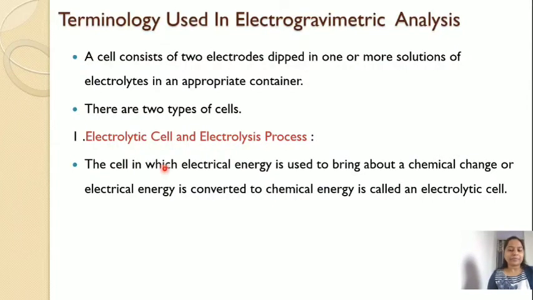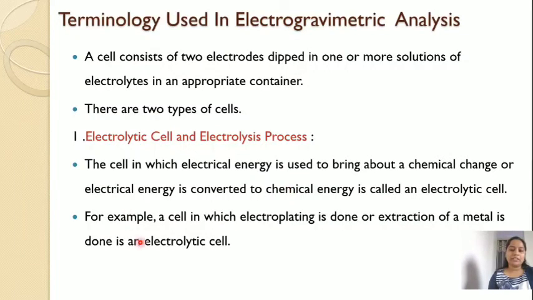In this cell, electrical energy is used to bring about a chemical reaction, or electrical energy is converted into chemical energy. It is called an electrolytic cell. For example, a cell in which electroplating is done or extraction of metal is done is an electrolytic cell.